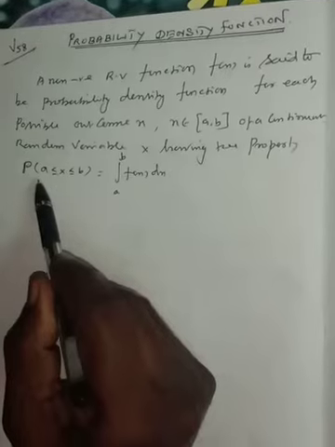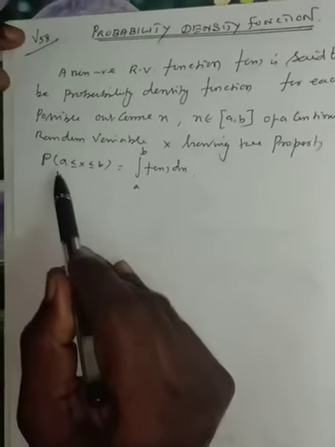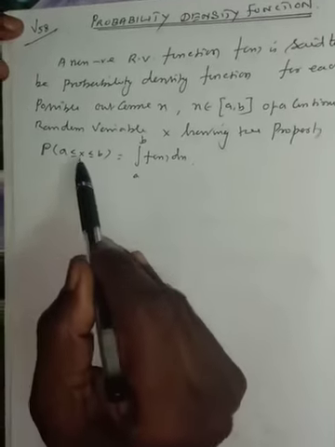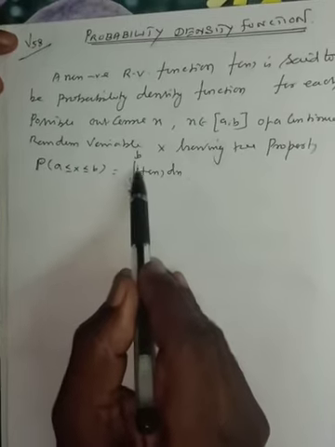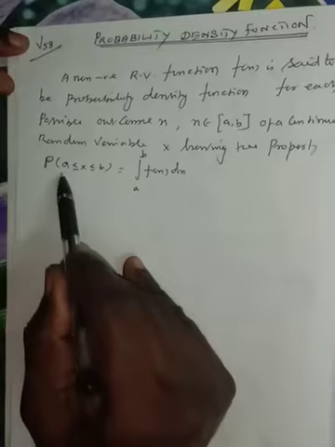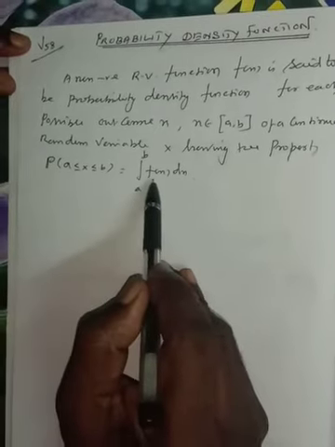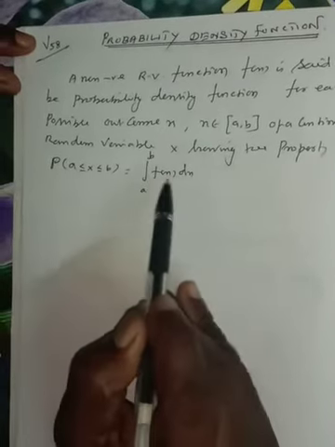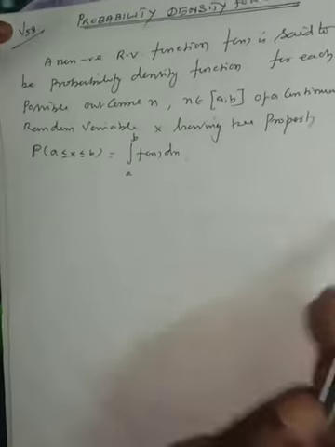P of A less than or equal to X less than or equal to B is equal to the integral from A to B, upper limit is the last, lower limit is the first, f of x dx. This is the probability density function.